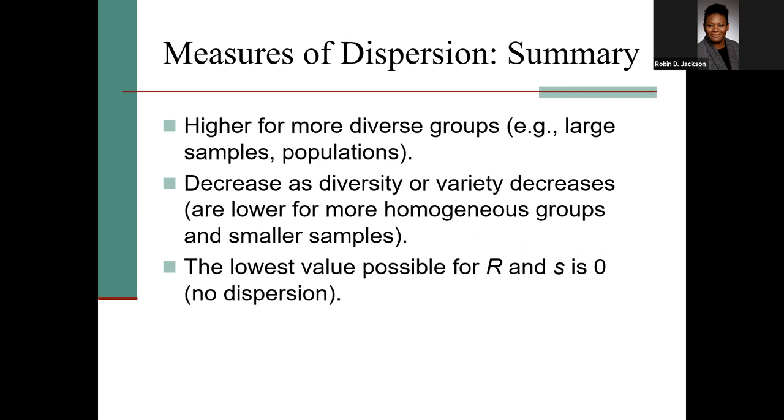But as those numbers go down, the diversity tends to decrease, or the variety decreases. And this is going to be the case when you have smaller samples, or when you have samples where the groups tend to look alike. So with more homogeneous groups, you're not going to have as much diversity. And again, the lowest possible value for R is 0. That basically means there's no dispersion, there's no variation within that score. Doesn't happen very often, but it is a possibility.